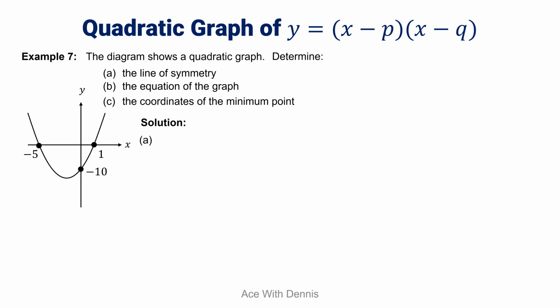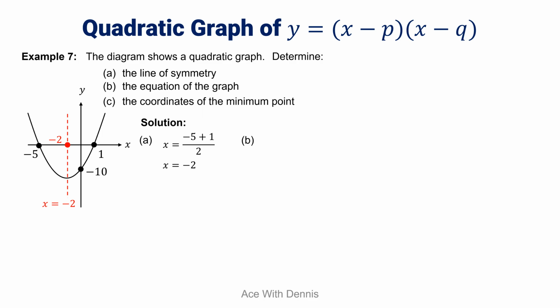For A, to find the line of symmetry, so let's draw the line first. This is the dotted line, and it is in between negative 5 and 1. So to find the x value, it is x equals negative 5 plus 1 over 2, and we get negative 2. So this point is negative 2, and the equation of the line of symmetry is x equals negative 2.